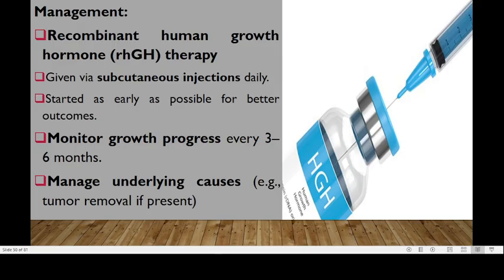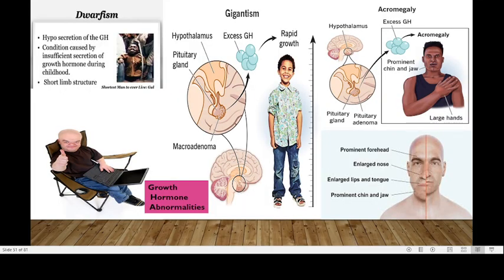Management could include recombinant human growth hormone therapy. This is normally given subcutaneously daily and started as early as possible for better outcomes. You could also monitor growth progress every 4 to 6 months and manage underlying causes, e.g., tumor removal if it is present. Remember, growth hormone has several implications in somebody's life.